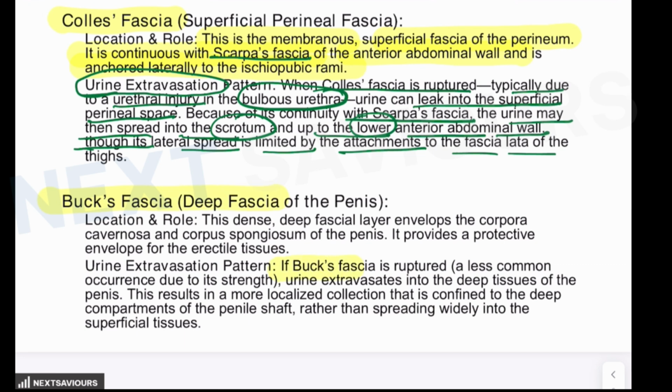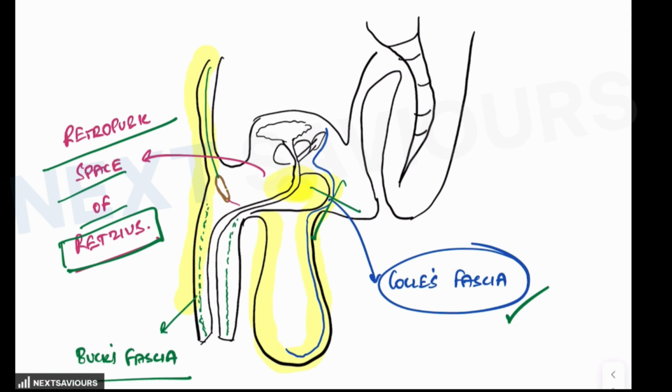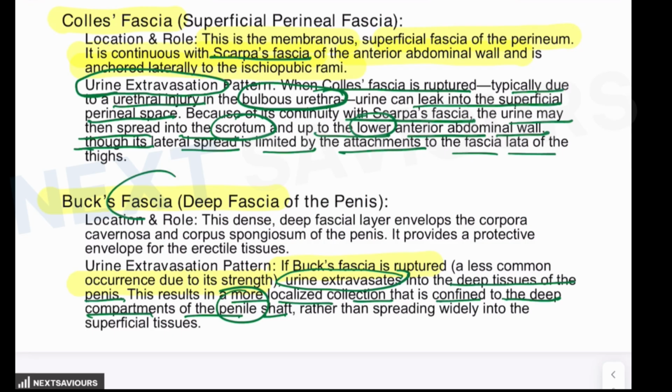Now, if Buck's fascia is ruptured, which is a less common occurrence due to its strength, the urine extravasates into the deep tissues of the penis, and this results in a more localized collection that is confined to the deep compartment of the penile shaft. You see, in comparison to the Colles fascia rupture, where there was a widespread extravasation of the urine, here in case of deep fascia involvement, there is a localized collection that is confined to the deep compartment of the penile shaft. So this is how anterior urethral injuries are identified clinically.